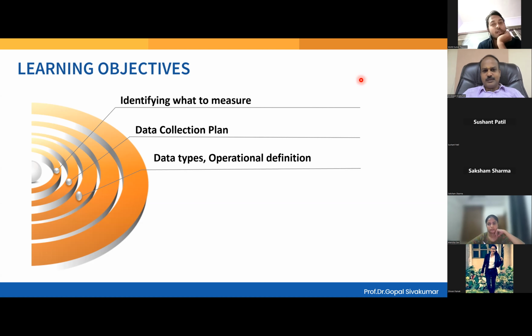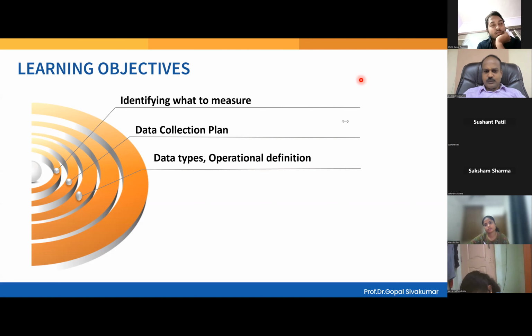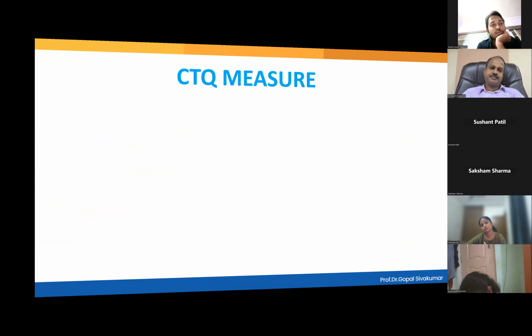When somebody is asking you, what are you measuring? You should be able to give them a clear-cut idea. Hey, this is what I'm trying to measure. So this kind of data is required, then only I can understand this. Likewise, you must have that, and that's called operational definition. So all of this we are going to understand right now.